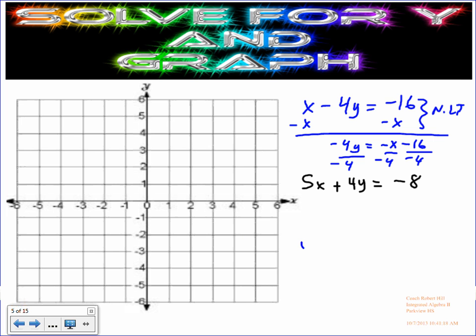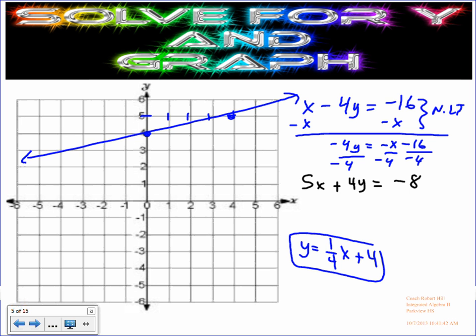So now, it's not that, and so I write y equals 1/4 x plus 4. So now, I want to go to my graph, and I want to graph 1/4 x plus 4. So I go to 4, and I put a dot. And then I go up 1 and right 4. Okay, and this is a picture of the solutions for the equation y equals 1/4 x plus 4.